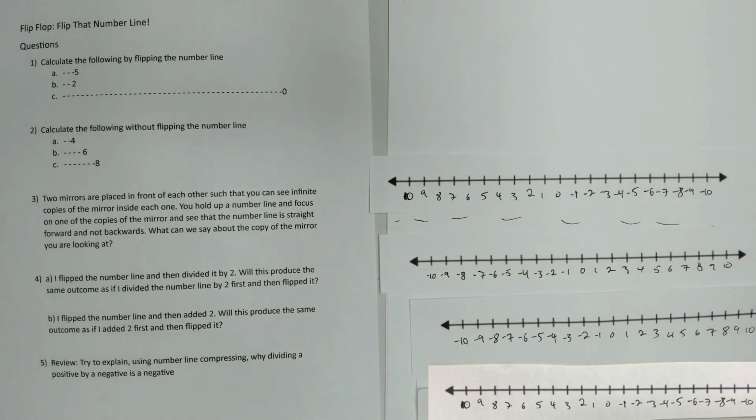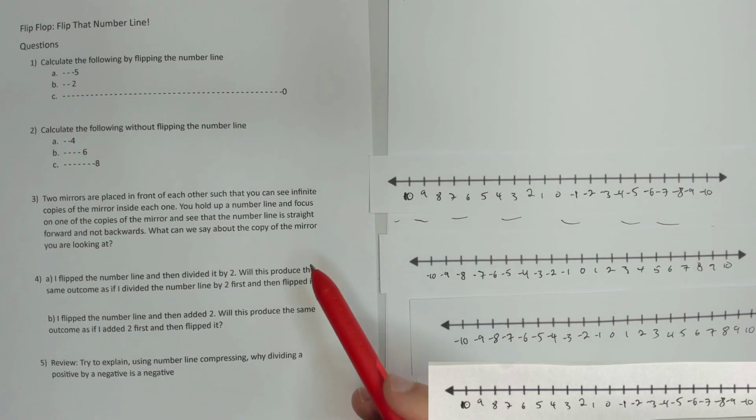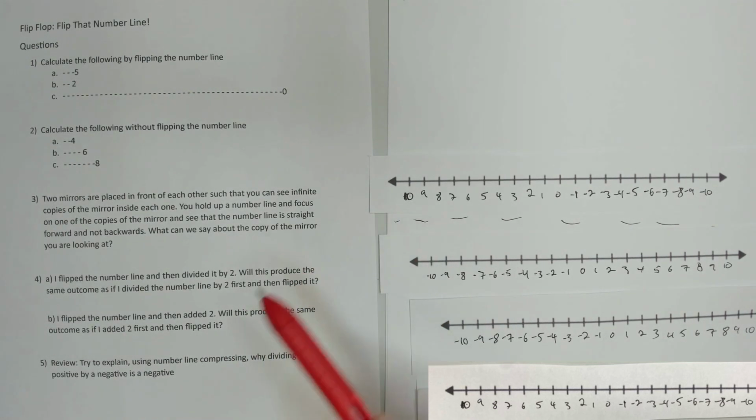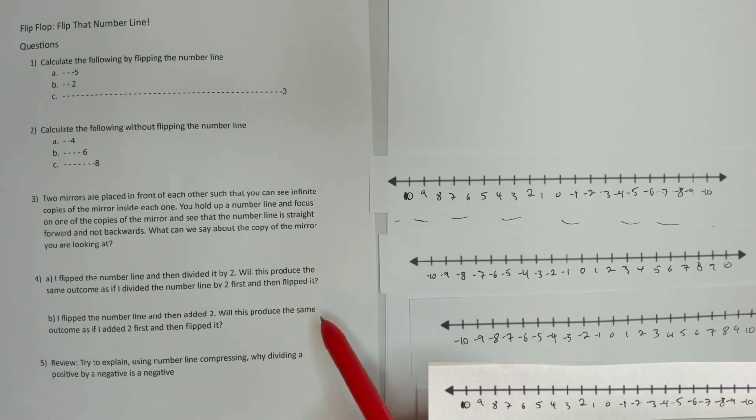So I hope part 4 made sense to you, and feel free to try this with several other combinations, like what if I multiplied by 3 and then added 1 versus added 1 and then multiplied by 3? Is that the same thing? So try some combinations and find out what you get.